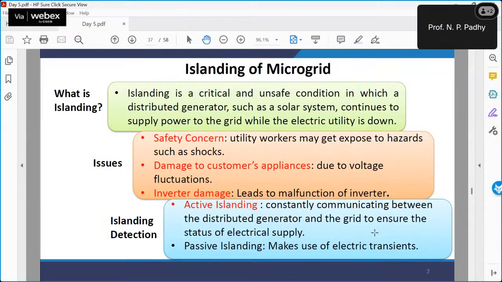Now, what is islanding? Because that's a very important question. Islanding is a critical and unsafe condition in which a distributed generator, such as a solar system, continues to supply power to the grid while the electric utility is down. I will tell you one very interesting example.